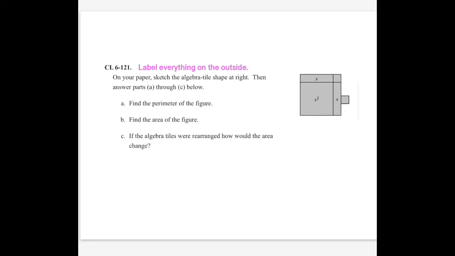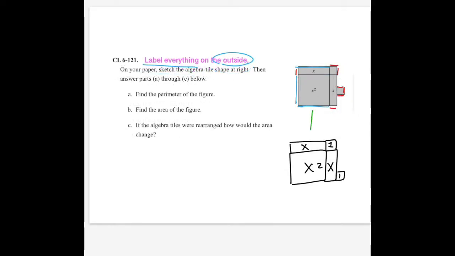Problem 6-121. Before you start, you want to label everything on the outside. So this right here, this right here, this right here. I'm going to continue to color code this to help you out because I'm nice. Okay, if you take a look at it, I did redraw this picture because this unit tile is in the way. And to make this a little easier, I redrew it so that that unit tile is scooted all the way down to the bottom right here. So this is not a complete x side, it is really x minus 1.